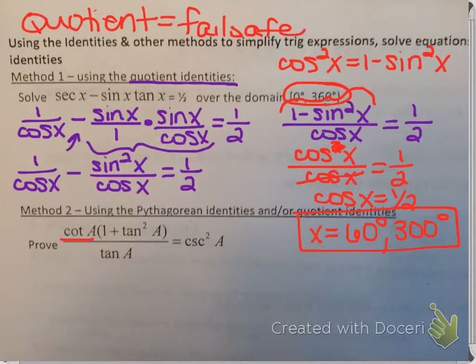Okay, so I could use my quotient identities here like I just did in the first problem, but it means I'd put a fraction here, a squared fraction here as part of a binomial, and then a fraction here, and it would become a hideous mess. So I am not going to resort to my quotient identities first. I'm going to use my Pythagorean identities first, and then resort to my quotient identities.